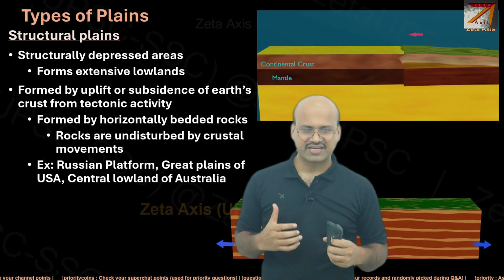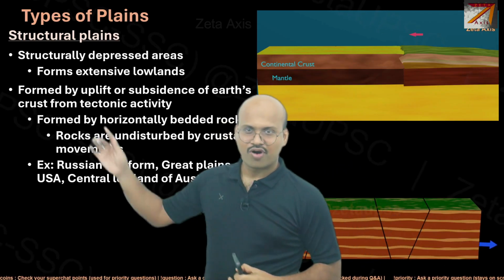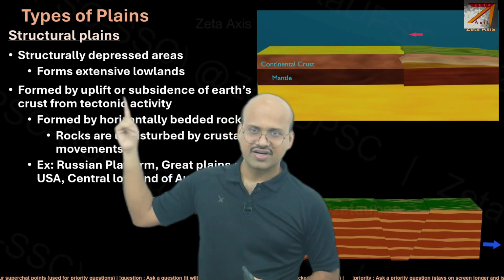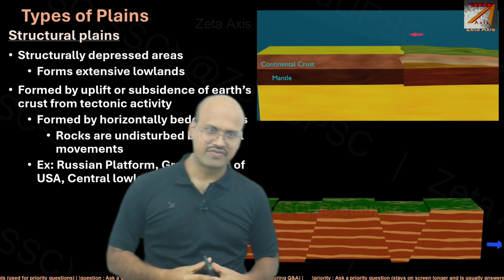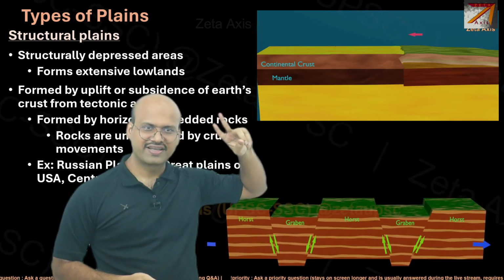Now let's see what structural plains are. Structural plains are formed by upliftment or subsidence of Earth's crust from tectonic activity. We have seen faulting as well as folding. These are the two important characteristics.